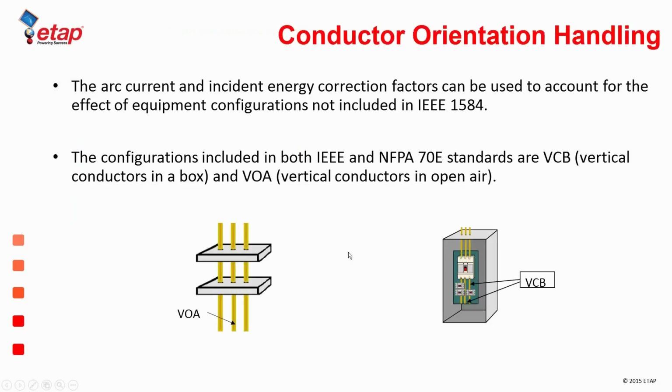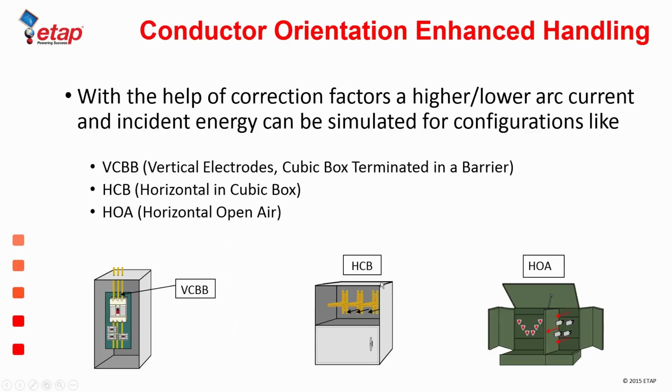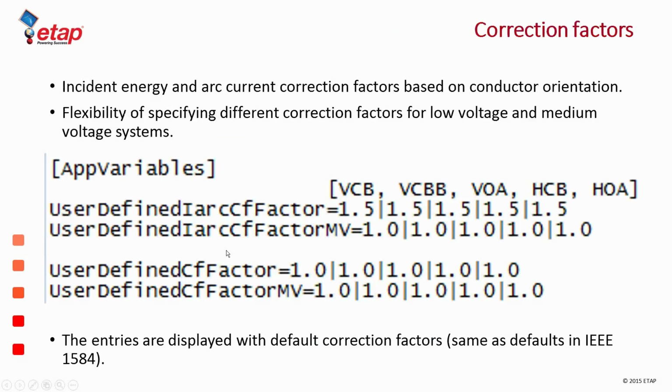configurations, right? So you have your vertical conductors in a box, you have your vertical conductors in open air, and again, all of these are as per 1584, and then just below you have your vertical electrodes in cubic box terminating barrier, you have the horizontal in cubic box, and you have horizontal in open air. So VCBB, HCB, and HOA. And you're going to see those here as part of the text. And they're all separated by this little vertical flag.